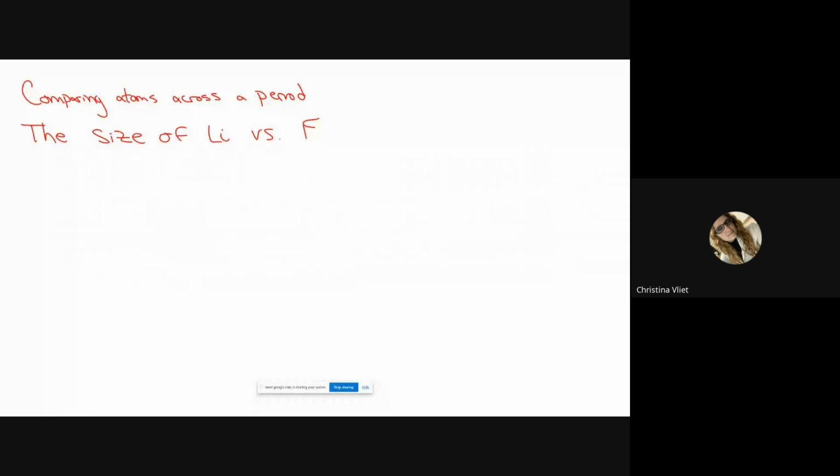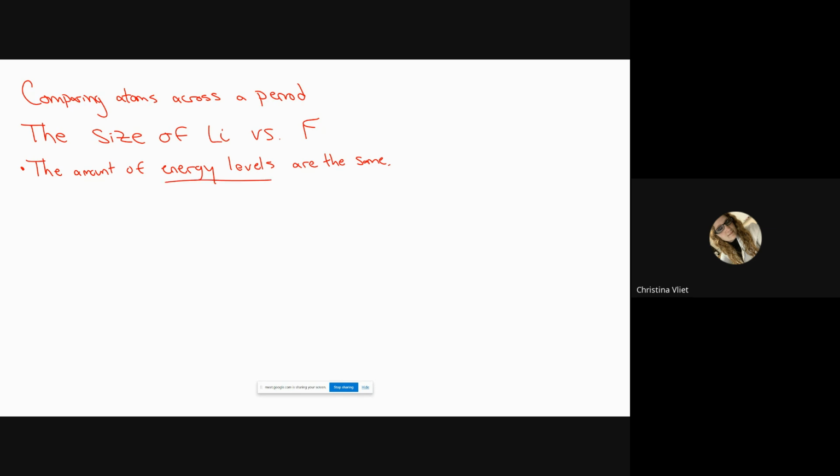So in the scenario comparing elements across the period, what's the same that wasn't the same down a group? The amount of energy levels, so I'm going to write that as an important point. The amount of energy levels are the same, so that cannot be the factor that we're looking at to figure out the size. So there has to be another factor that is contributing to the size difference.